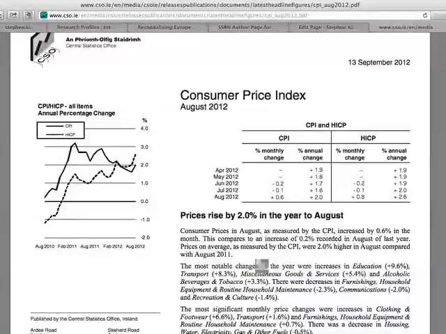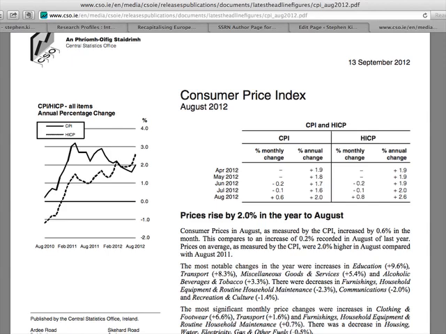Well, the most notable changes were increases in education. The price of education has gone up. Have any of you noticed that the price of education has gone up? Your registration fees have gone up. Yeah, so the price has gone up. Miscellaneous goods and services, transport. So why would the price of transport go up?